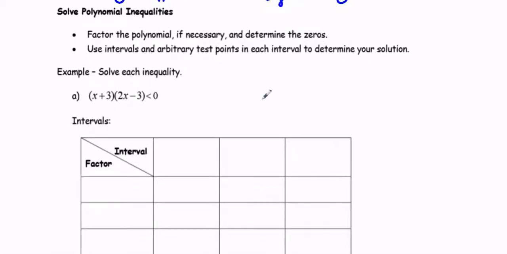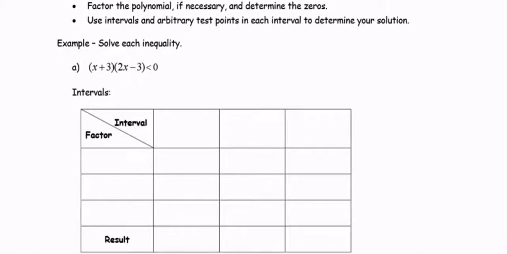So the steps are, number 1, factor the polynomial to determine the zeros. And then 2, use intervals and arbitrary test points in the interval to determine your solution. So you'll see what I mean in a second. So the first one, solve each inequality. Well, x plus 3 times 2x minus 3 has to be less than 0.